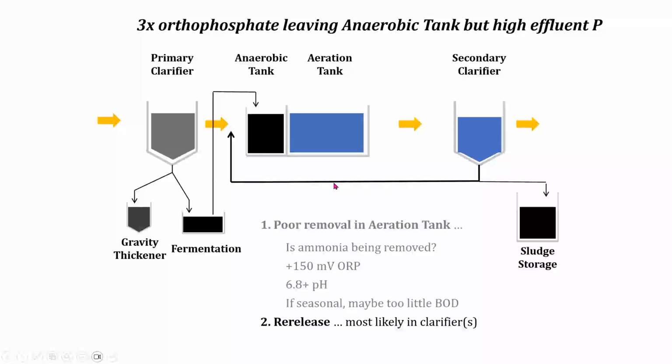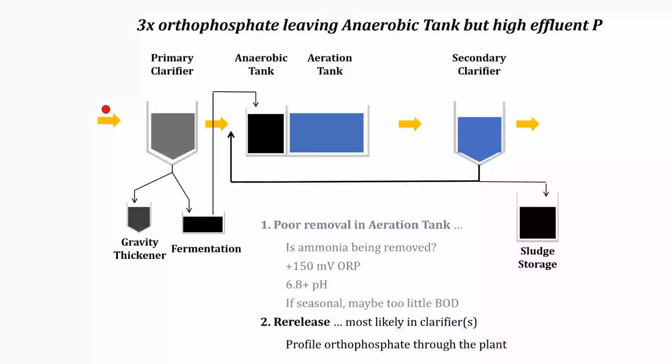So the re-release. If the ammonia, the aeration tank, you check all the boxes there, and the effluent is still high in phosphorus, what's very likely happening is somewhere after the aeration tank, phosphorus is coming out of the solids and back into solution. And here we go. So now this goes back to that question long ago of how do we measure that?